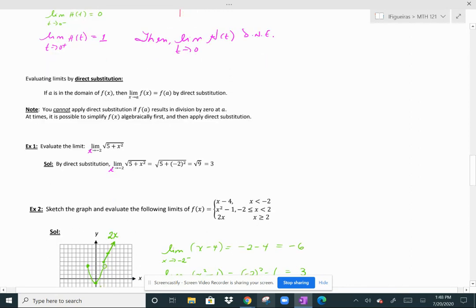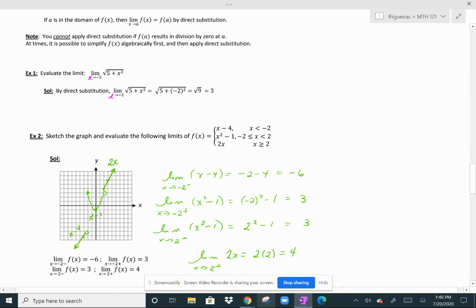All right, so here we want to sketch the graph and evaluate the following limits. So I've given you a piecewise function. I have a linear function here, x minus 4 for x less than -2. I have this parabola, x squared minus 1, for values of x between -2 and 2, but including -2, since -2 is less than or equal to x, which is less than 2, and then another linear function for values of x greater than or equal to 2.